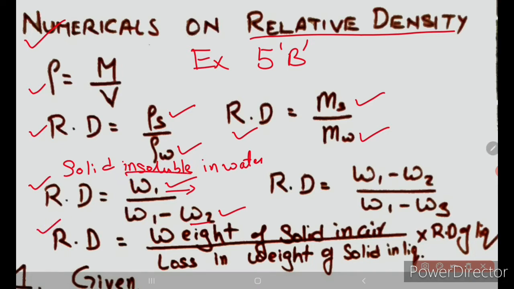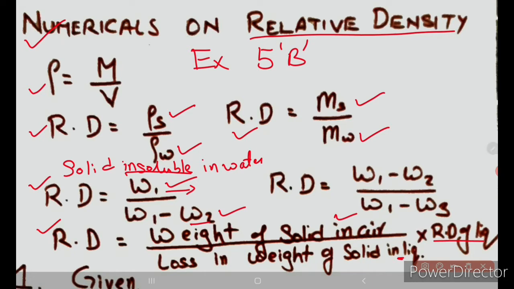Then we have the relative density of the solid which is soluble. This is insoluble here. If it is soluble, then the formula will be written as the weight of the solid in air, we can write W1, then the loss in weight of the solid in the liquid, again W1 minus W2, same thing. But here the liquid used is different, multiplied by the relative density of the liquid used, if the solid is soluble in water.